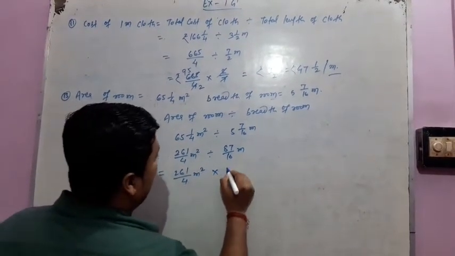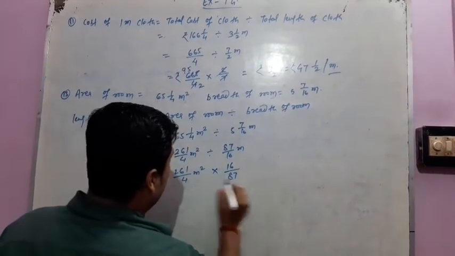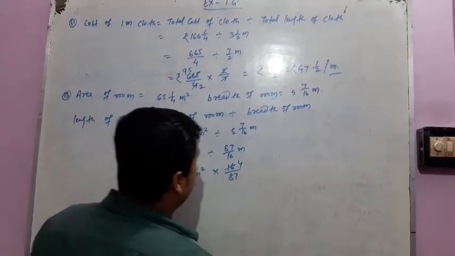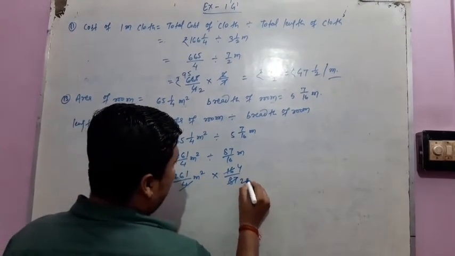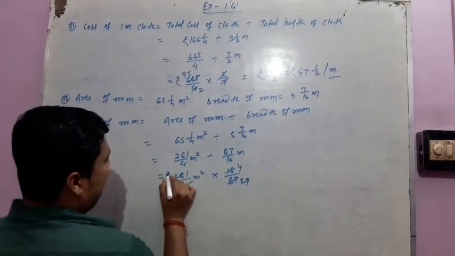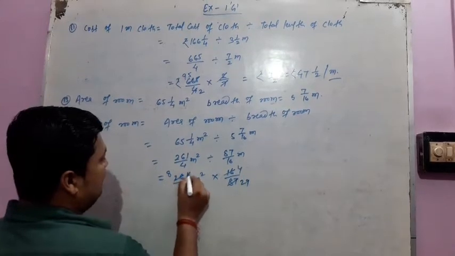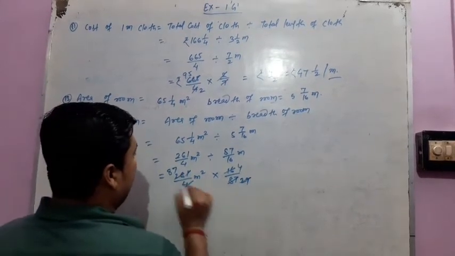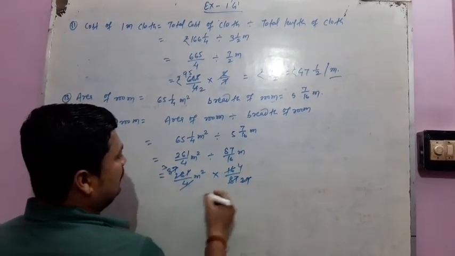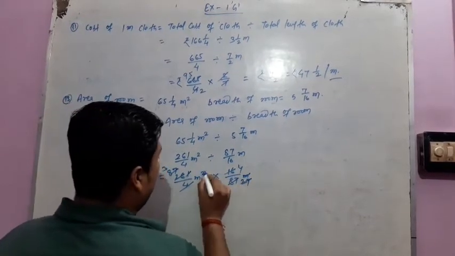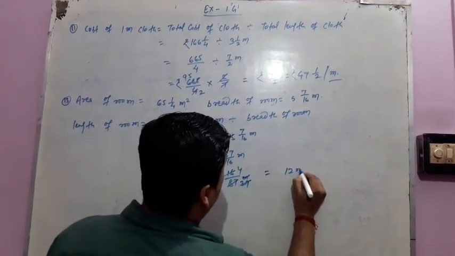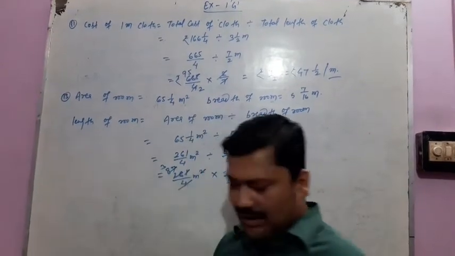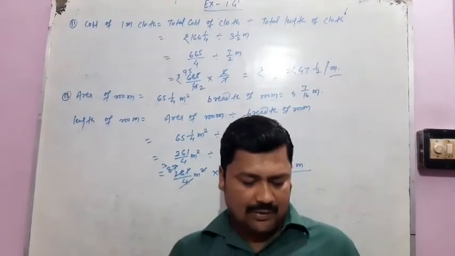This divide sign we have to turn to multiply, 16 by 87. 4 4s are 16. Now here 3 29s, and 3 8s are 24, 3 7s are 21. Again 29 3s are 87. With meter, the square will be cancelled here. The length of the room is 3 4s are 12 meter. In the same way, you have to solve question number 14.